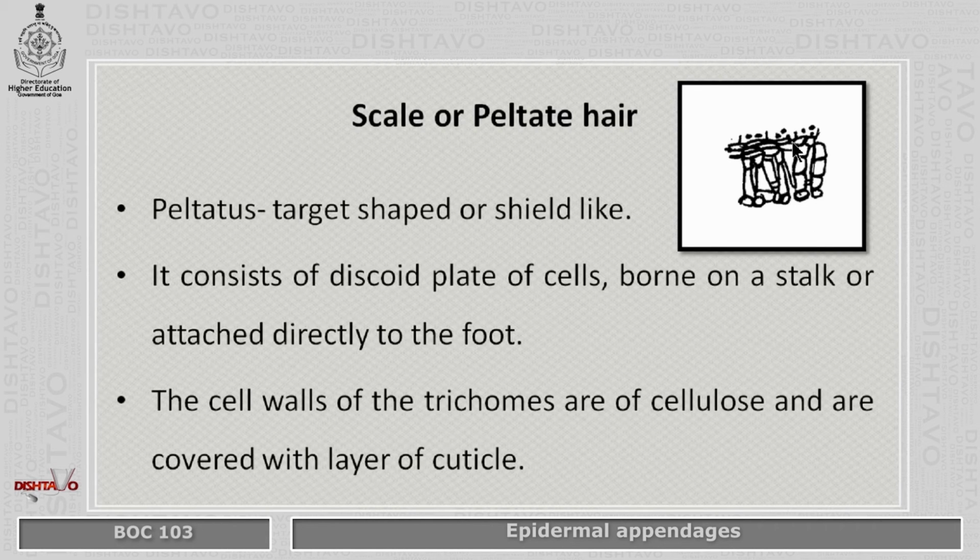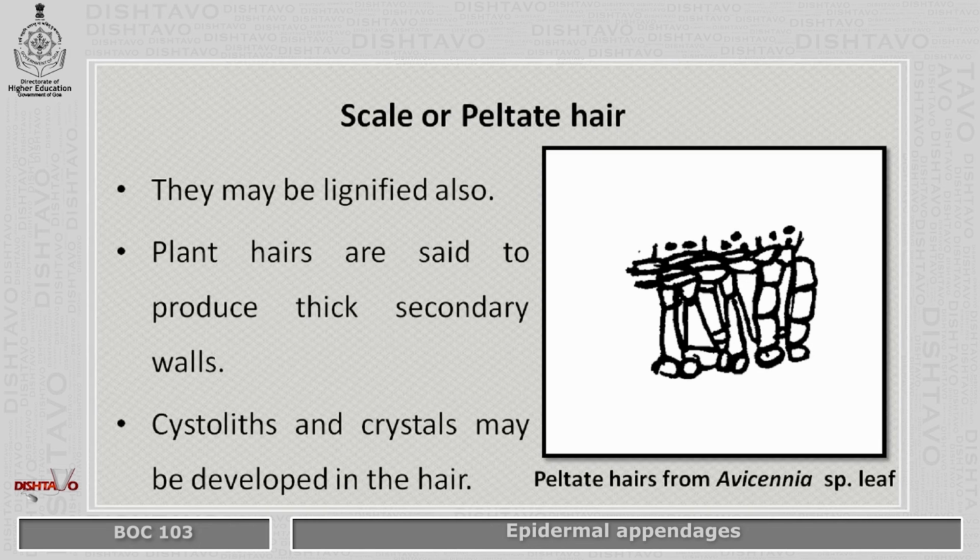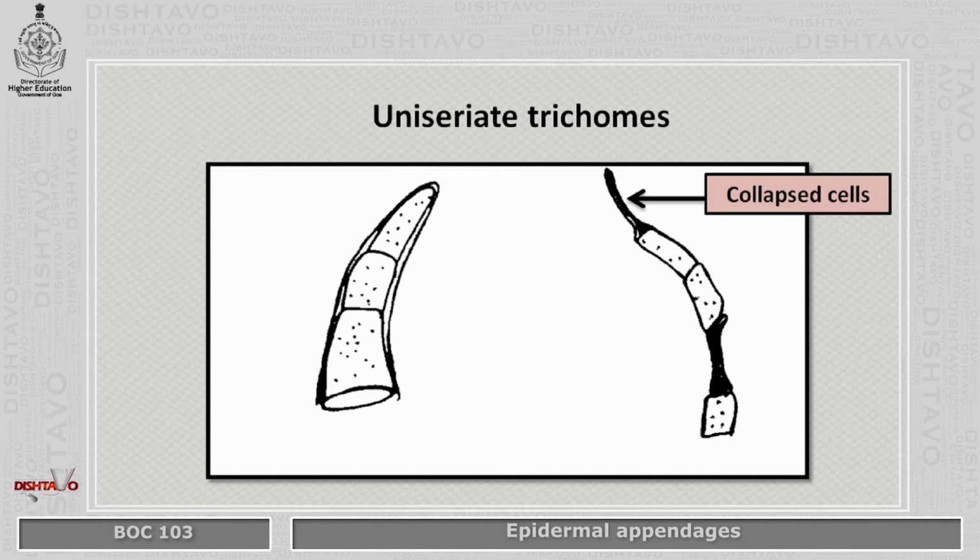The cell walls of the trichomes are of cellulose and are covered with a layer of cuticle. Now these hairs may be lignified also. Plant hairs are said to produce thick secondary walls, and cystoliths and crystals may be developed in these types of trichomes. The next type of trichomes is uniseriate trichomes.